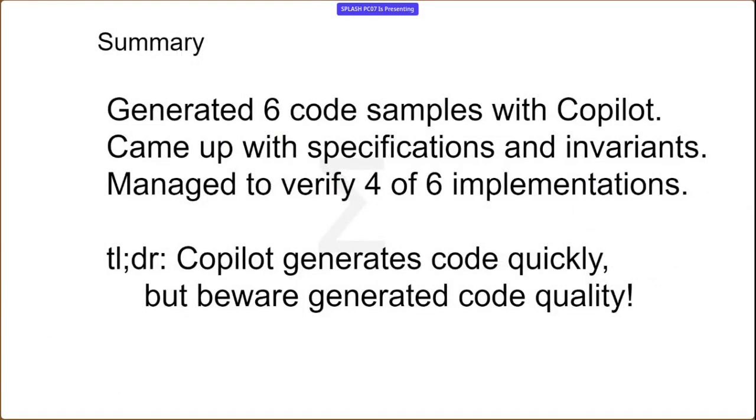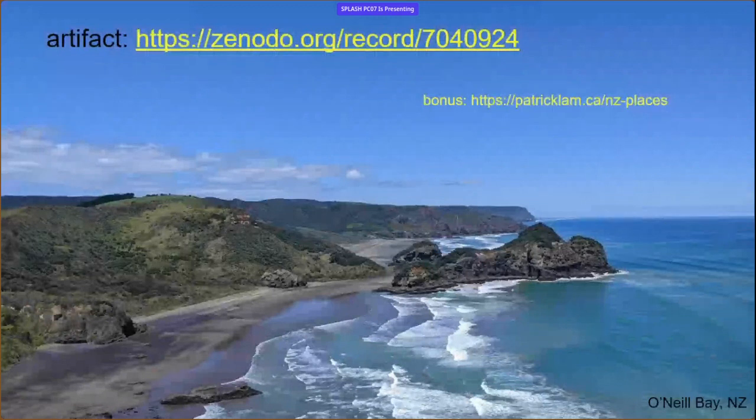We generated 6 code samples with Copilot, wrote specifications and invariants, and verified 4 of the 6. So TLDR: we kind of knew this, but it generates code quickly, so beware of the generated code quality. We know a bit more about the code we can actually prove, so it's not completely hopeless, but you're still playing with fire if you deploy Copilot code too broadly. Maybe don't do that. Here's a gratuitous New Zealand photo from about 30 kilometers from here, O'Neill Bay. If you're thinking about visiting New Zealand, there's a webpage I wrote with all the places I've been to in New Zealand. Thanks.